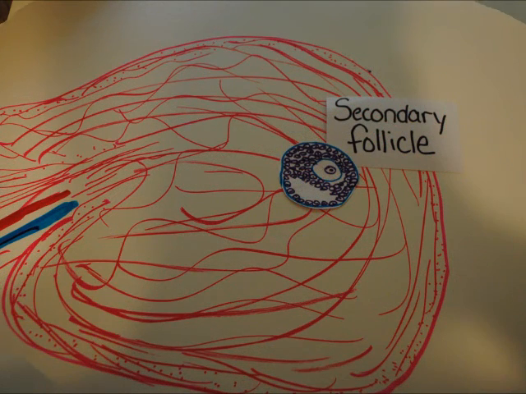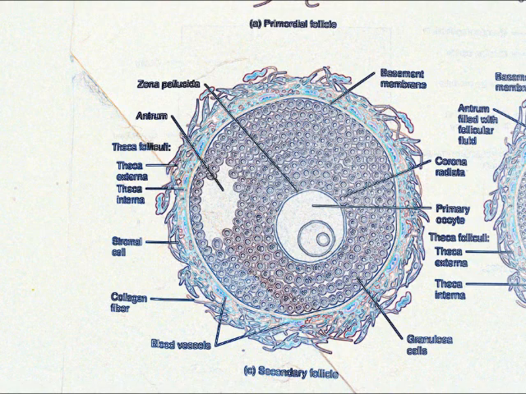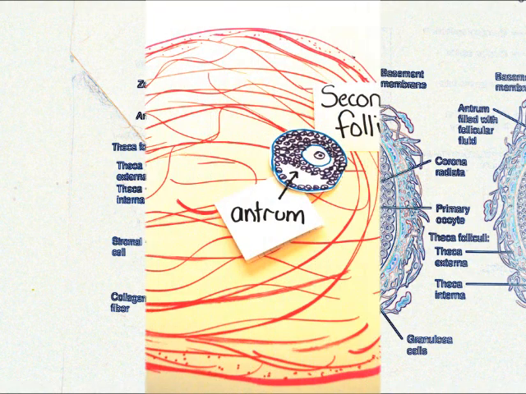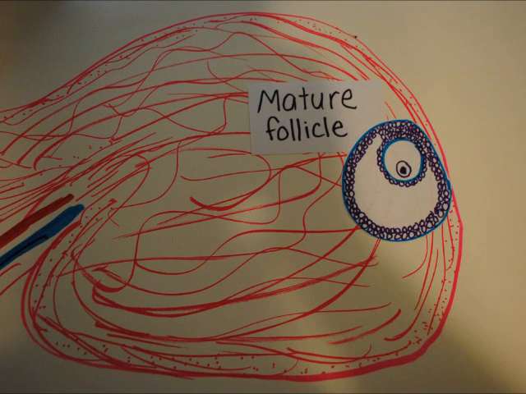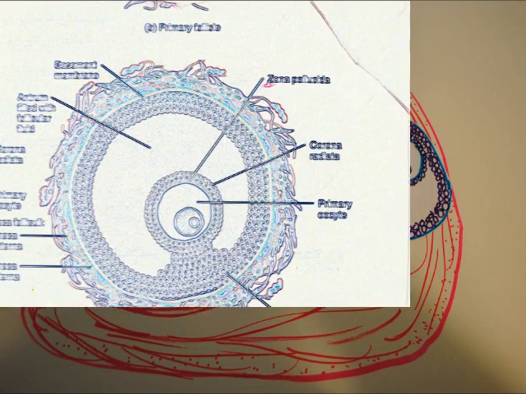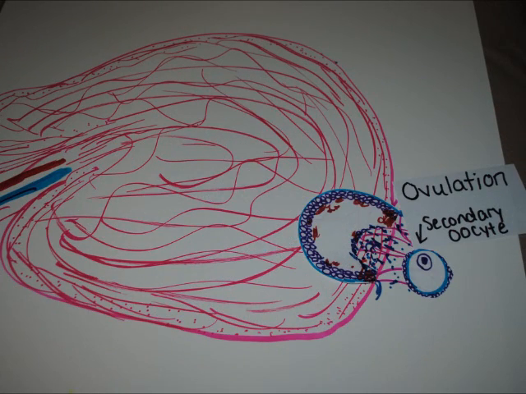The primary follicle will then become the secondary follicle. Notice the primary oocyte is still there, and there's also an antrum which is beginning to form, which is the cavity that basically fills up with follicular fluid. The secondary follicle becomes larger and larger until it reaches the mature follicle stage. The mature follicle will rupture, expelling the secondary oocyte towards the fallopian tube.